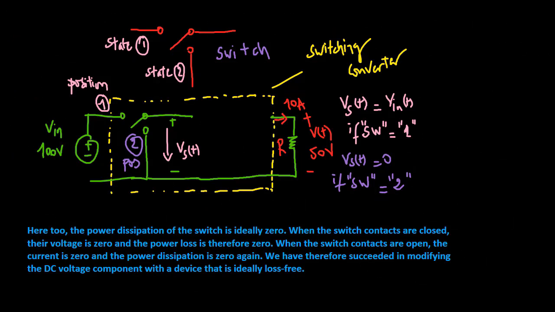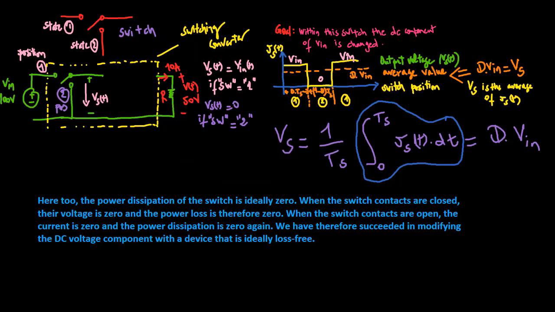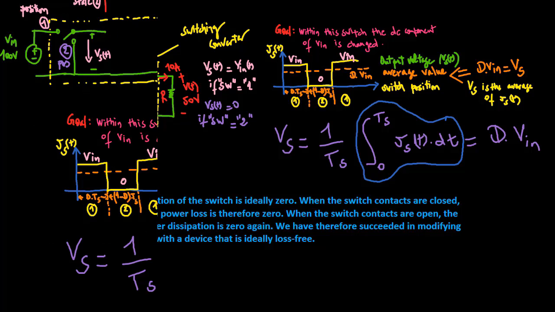Here too, the power dissipation of the switch is ideally zero. When the switch contacts are closed, their voltage is zero, and the power loss is therefore zero. When the switch contacts are open, the current is zero, and the power dissipation is zero again. We have therefore succeeded in modifying the DC voltage component with a device that is ideally loss-free.